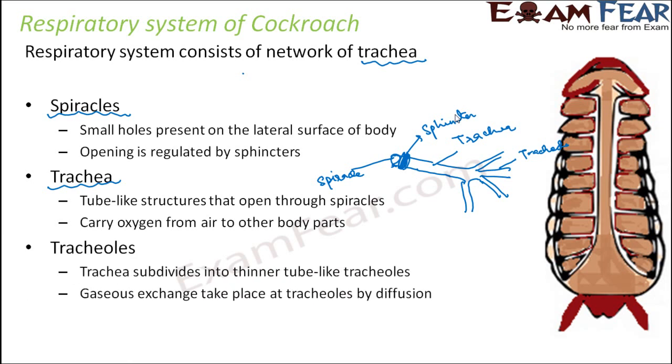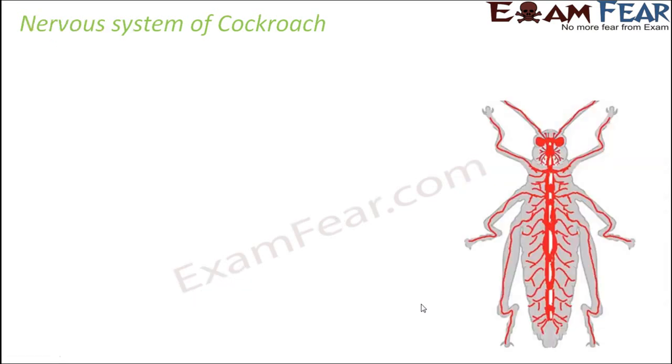Trachea subdivide into thinner tube-like tracheoles. Gaseous exchange takes place at tracheoles by diffusion. Now what happens? Gas from outside enters inside through spiracle and then it goes through the trachea and then reaches the tracheoles. These tracheoles are in direct contact with the cells of the body. So the actual exchange of gases will take place between tracheoles and the body part, and this will happen by the process of diffusion. So this is how respiration takes place in cockroach.